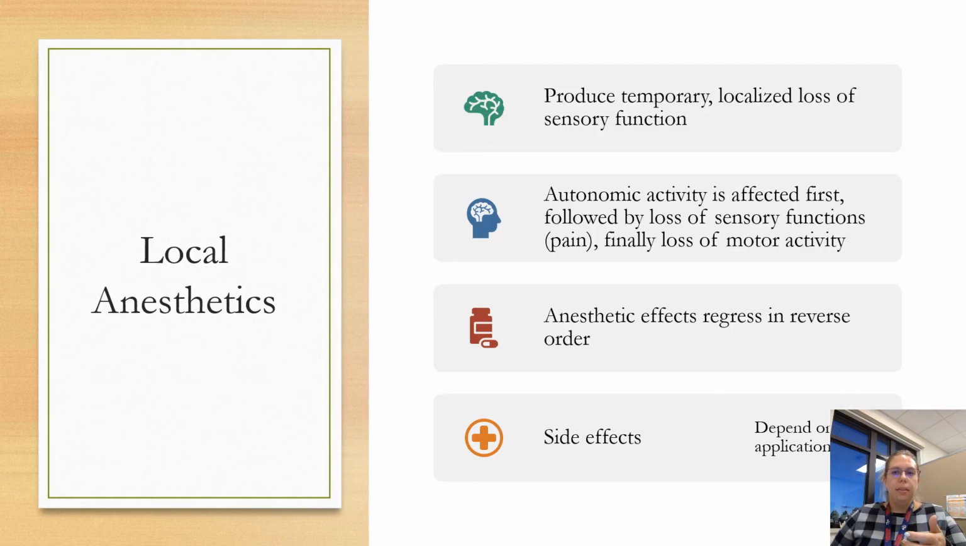Okay, local anesthetics produce a temporary localized loss of sensory function. When I think of this, I think of when you go to the dentist. The autonomic activity is affected first, followed by loss of sensory function, or pain, and then finally loss of motor activity. After you get numbed up and they do whatever it is they're doing, it reverses in the opposite order. So you get your motor function back first, then sensory, and then autonomic.